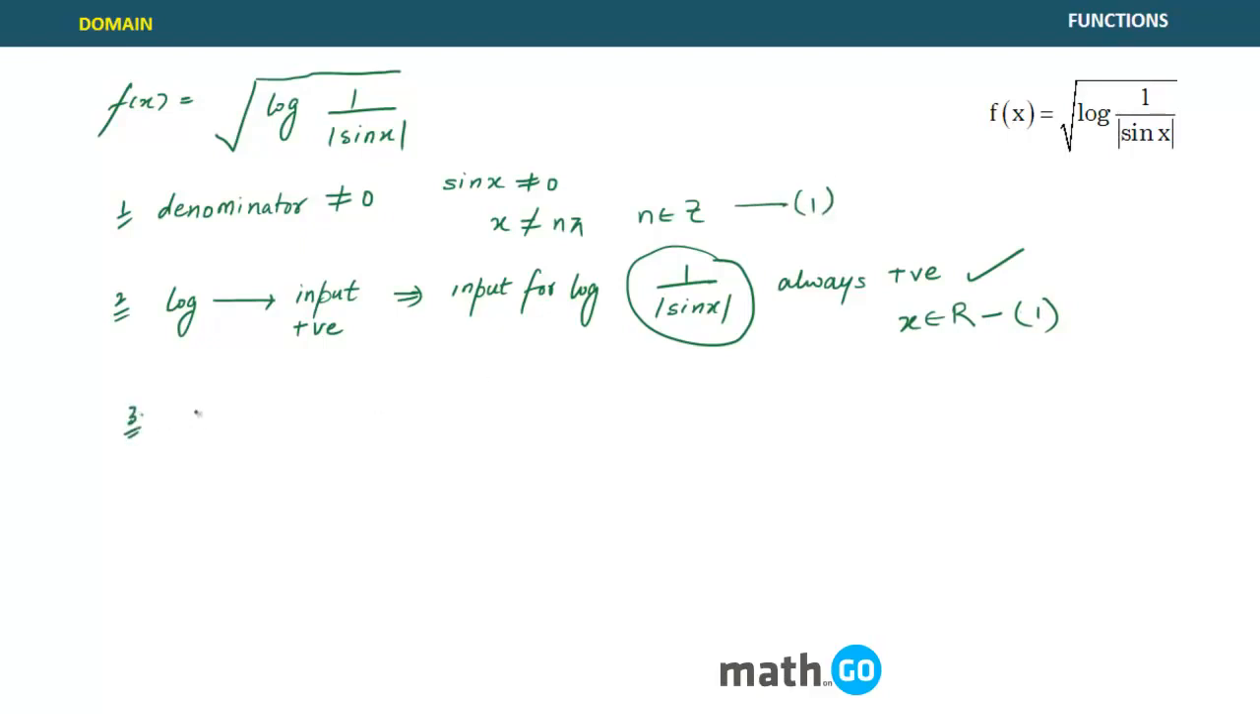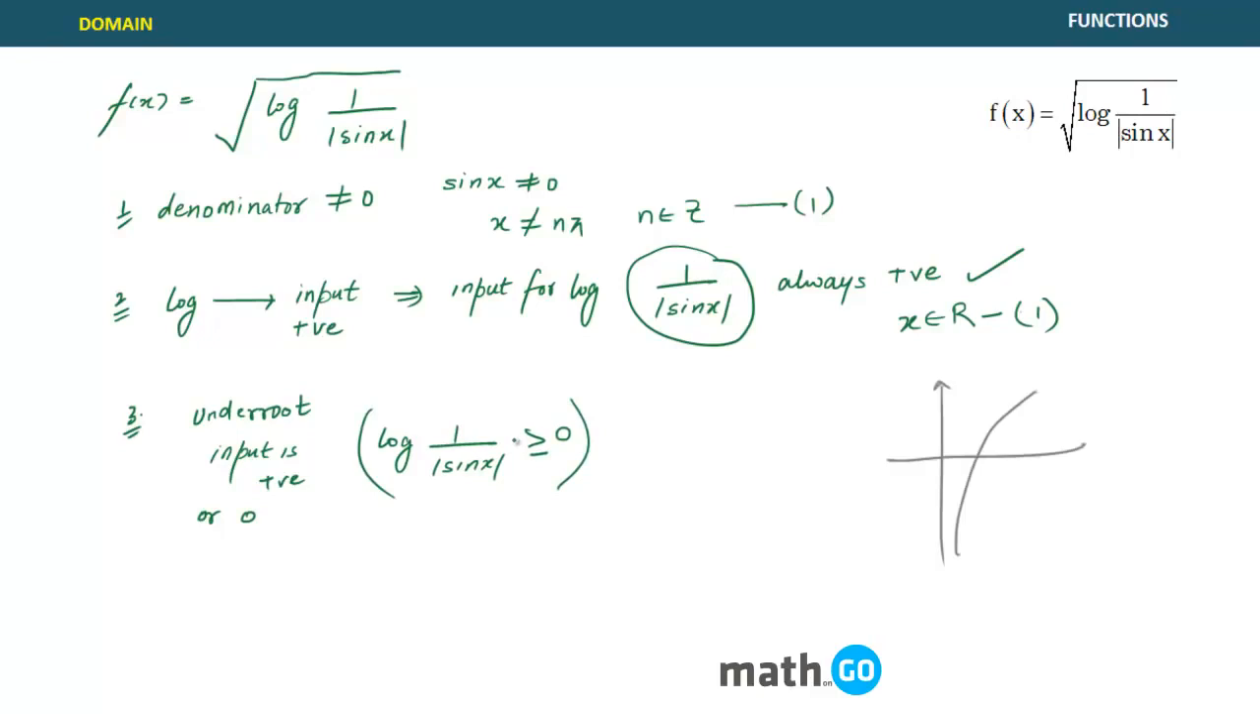Let's take the third part then. Now you have to solve for the under root. The under root will work when the input is positive. So the input is log of 1 upon this. So this should be positive or 0, right? So how do you solve this? This is the important part of this question.